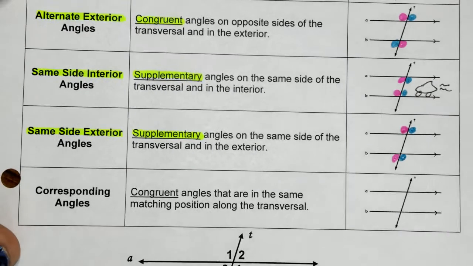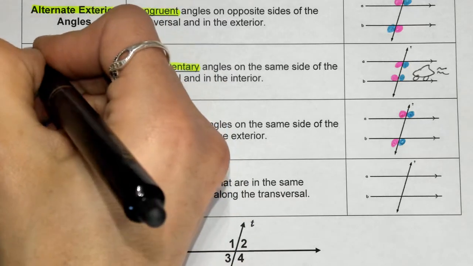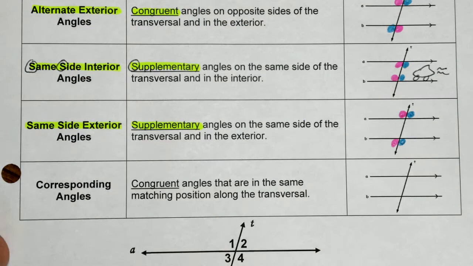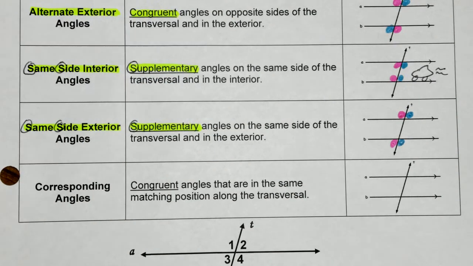The best way I can help you remember same side interior angles and same side exterior angles are going to be supplementary is those S's. Same side supplementary. Okay, get that stuck in your head? We're good to go. You remember your same sides. If they're on the same side of the transversal, they will be supplementary if they're same side interior or exterior.